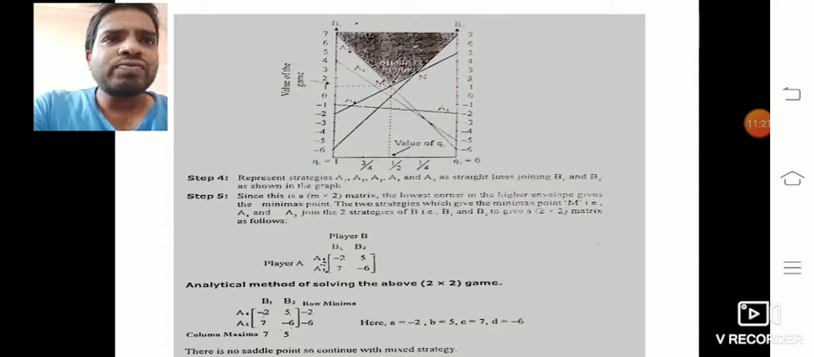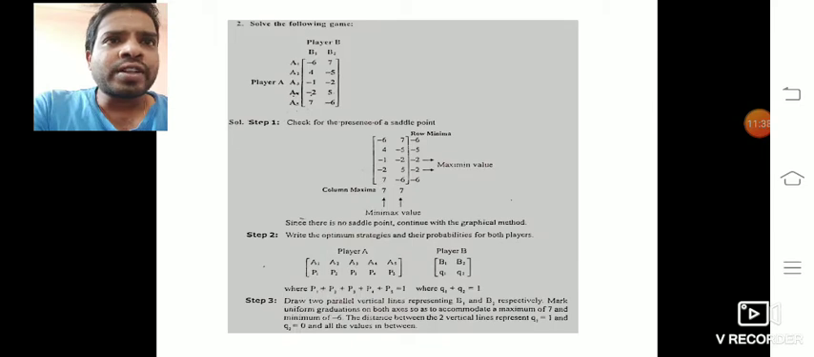3 by 4. Now we can take the scale for those vertical lines by considering the minimum and maximum value. Minimum is -6 and maximum is 7. According to your convenience, you can take the scale for both vertical lines B1 and B2. Now go for plotting the graph here.